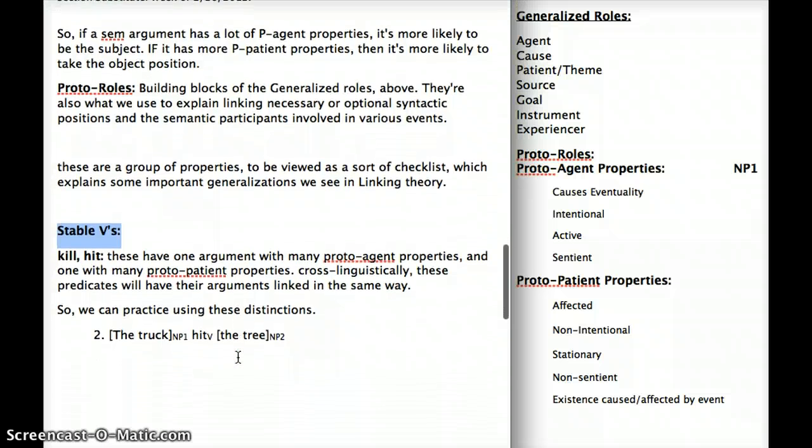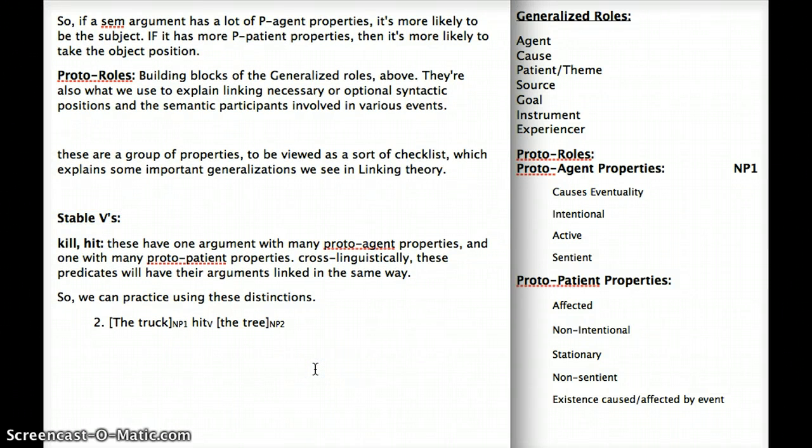So we can see an example of this. Here we've got the truck hit the tree. So first we can do the argument structure, where we have hit, verb, and let's do a naive NP1, a space for the verb, and then NP2. So this is going to be our argument structure in this event.